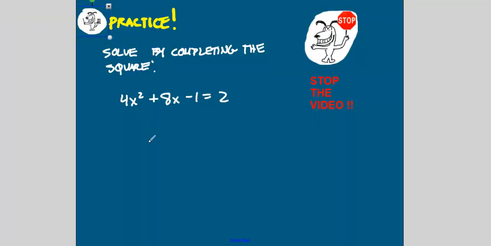So now let's practice by completing the square. Stop the video and solve this problem by completing the square, and then turn it on and see if you agree with what I get.